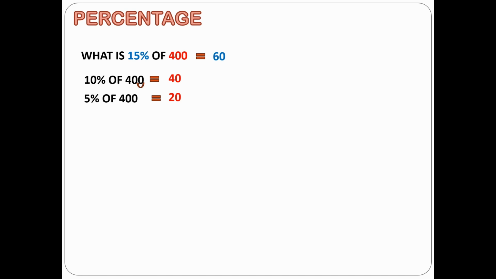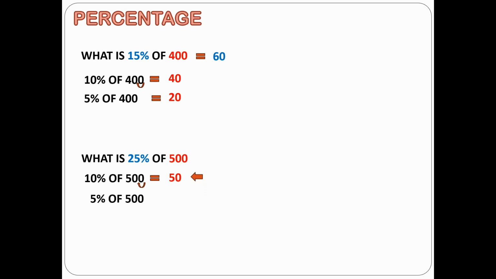Let's have some more examples. Now, what is 25% of 500? Let's start with 10% of 500. 10% of 500 is 50. Just move the decimal 1 unit to the left. Now, what is 5% of 500? So, 5% of 500 is half of 50. So, 5% of 500 is 25.